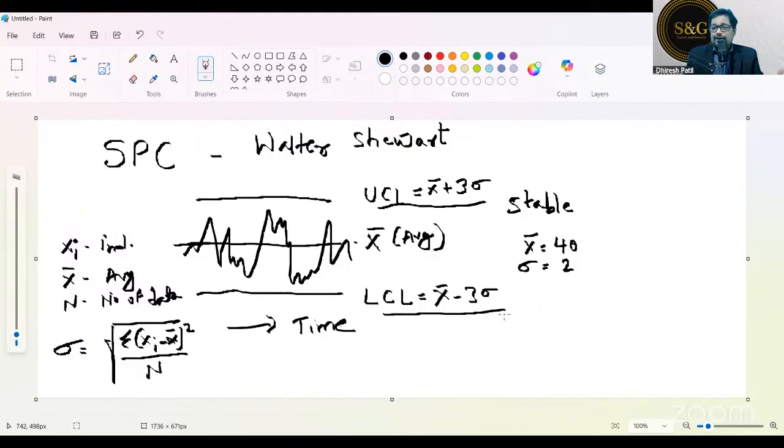So sigma I have already given. You need not calculate its standard deviation again. Yeah, 46 will be the upper control limit and 34 will be the lower control limit.